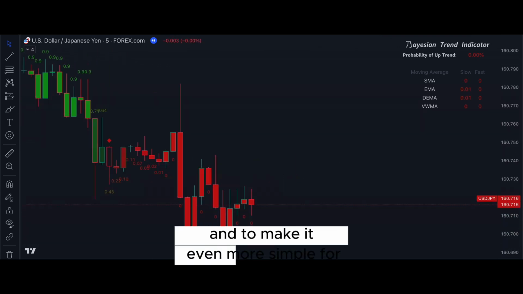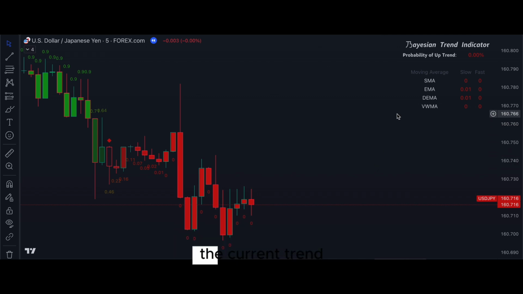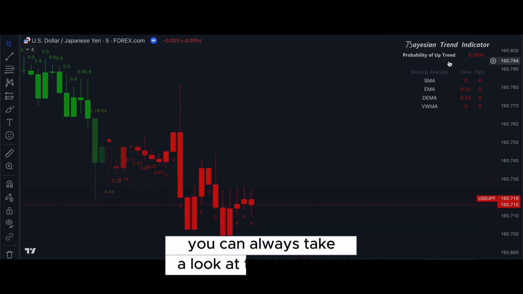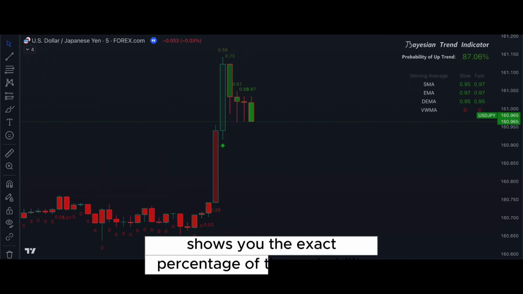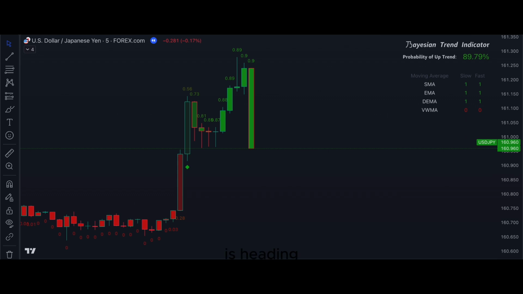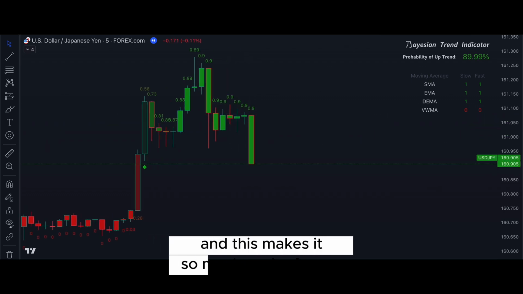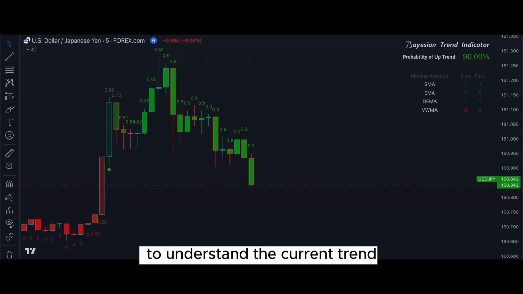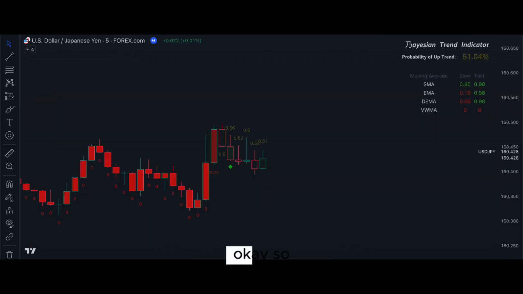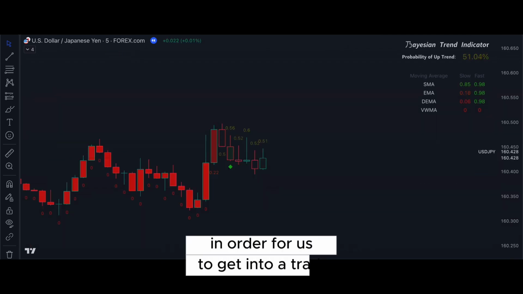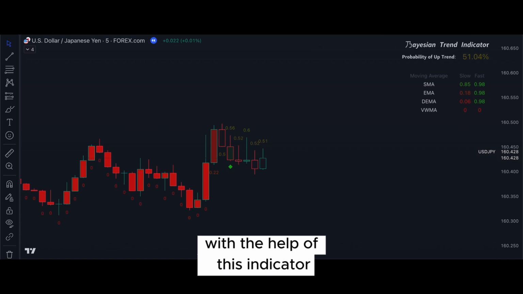And to make it even more simple for you to understand the current trend, you can always take a look at the dashboard right over here. And as you can see, the indicator shows you the exact percentage of the probability of where price is heading. And this makes it so much easier for you to understand the current trend and also get better and more precise entries.